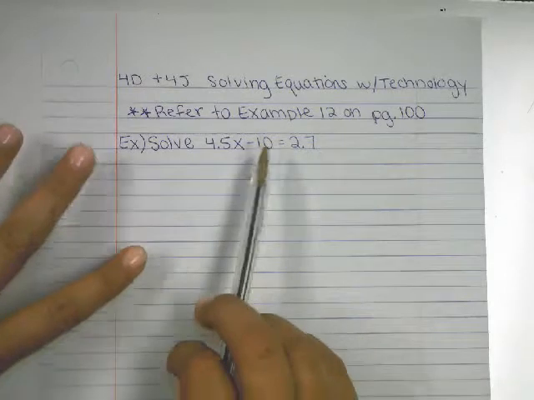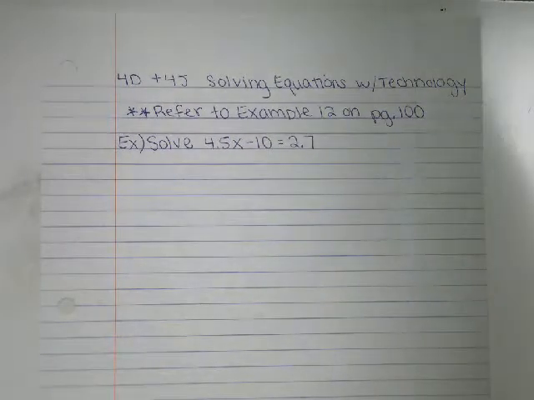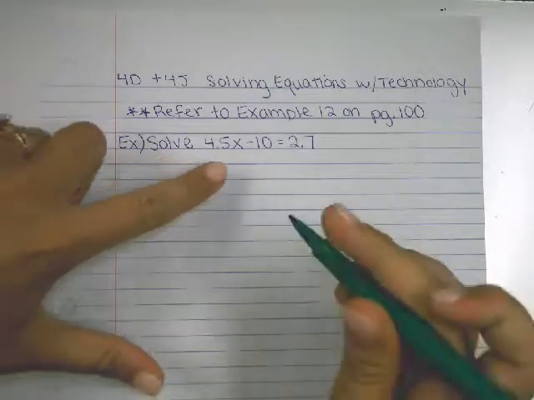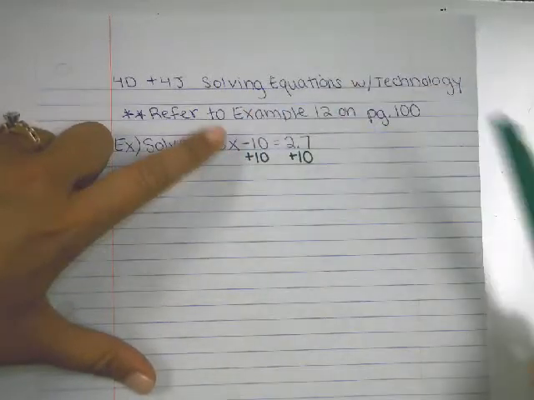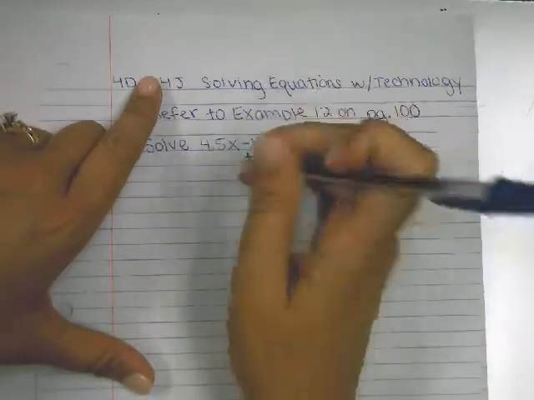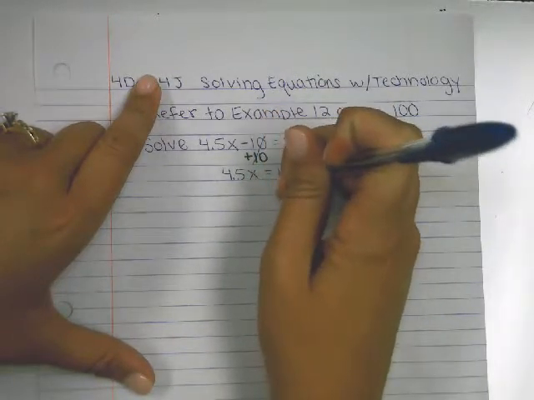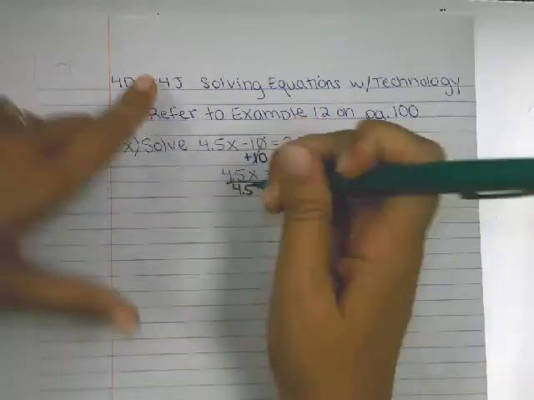This is a linear equation. We have the skills and knowledge to solve this from Algebra 1 and even before that. So the first thing we're going to do to both sides in order to solve for x is add 10. So we get 4.5x equals 12.7. And then we divide by 4.5.